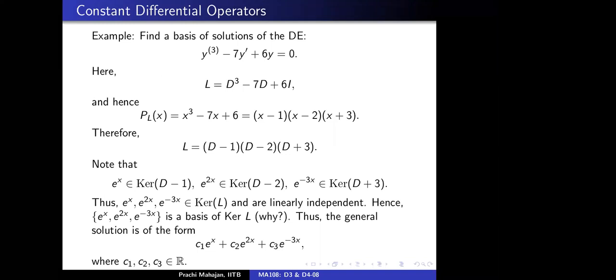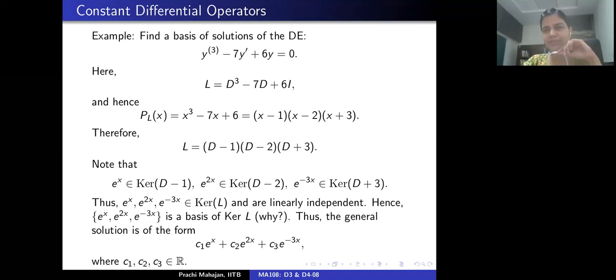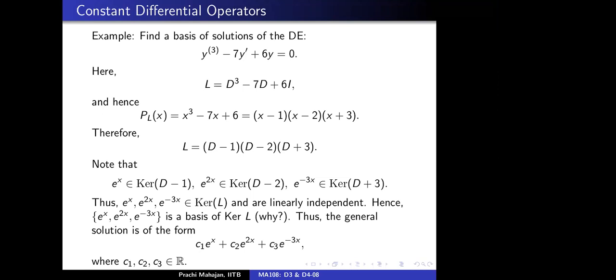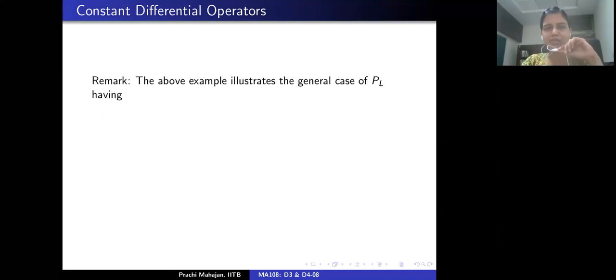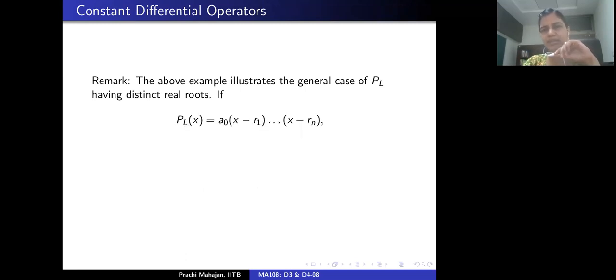See, order 3 and order 4 equations are easy in the sense that they are tractable, because for order 3 and order 4 polynomials, one knows how to solve them. Beyond that, it's very difficult. But let's see what one can do. So this example illustrates the case when the characteristic polynomial admits distinct real roots.